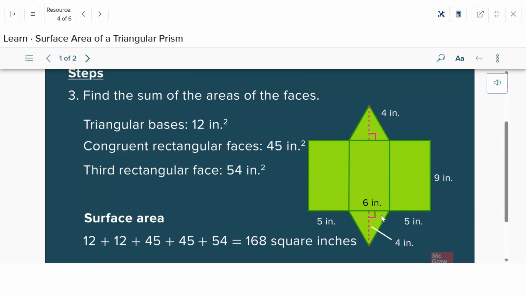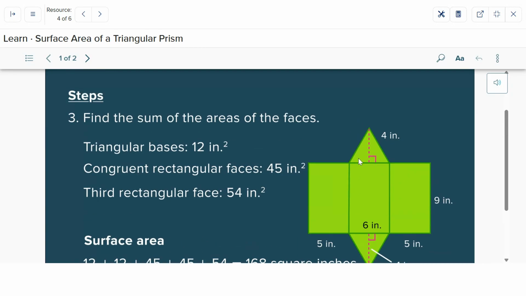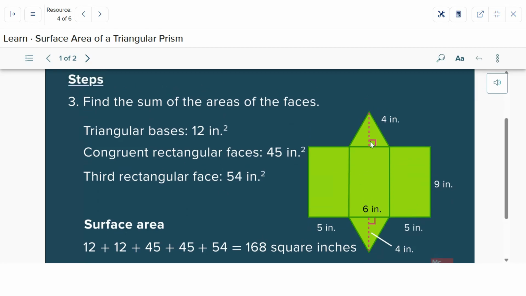Okay, I was going to say the difference between this one and the one we just did in the last example is this is an isosceles triangle, which means two of the sides are the same, which means two of the rectangular sides or faces are actually congruent as well. So the short way of saying this is you find the area of all of the faces. The triangles are congruent, so you can do that just once and multiply by 2 or add them twice. Then find the rectangles and then you add them all up. It's exactly the same process.